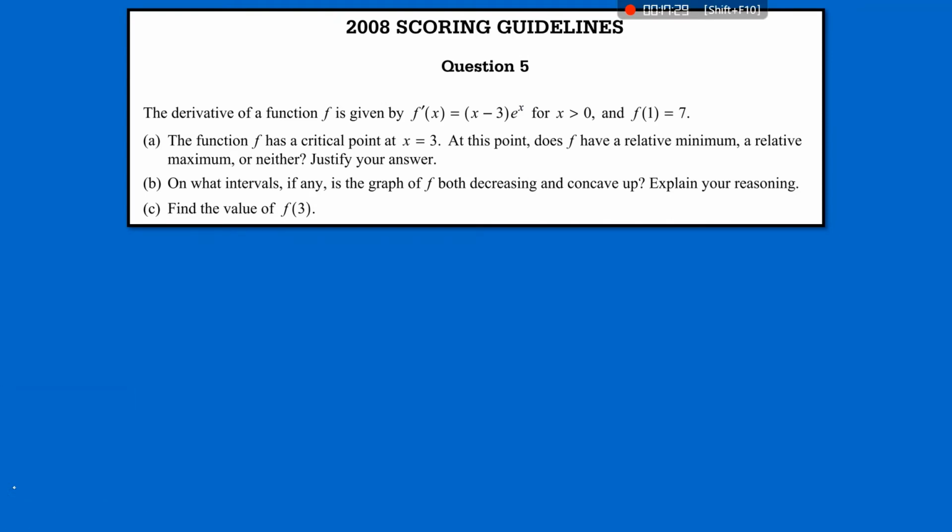Now, integration by parts is relatively new to Calculus AB. It just came in either last year or the year before. So I am pulling from Calculus BC, but everything on this question would be fair game for your year's AB test.